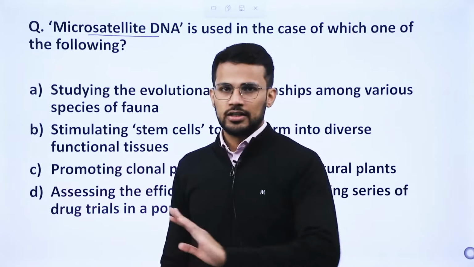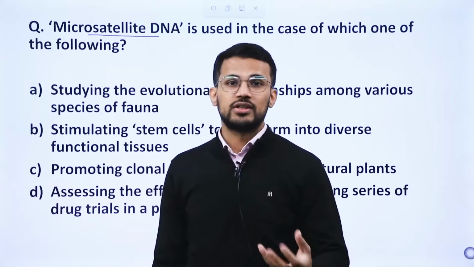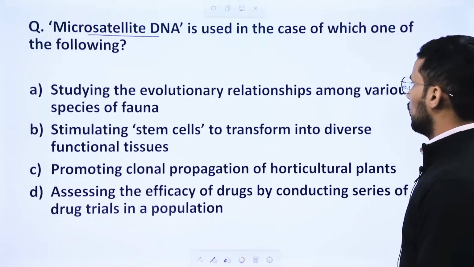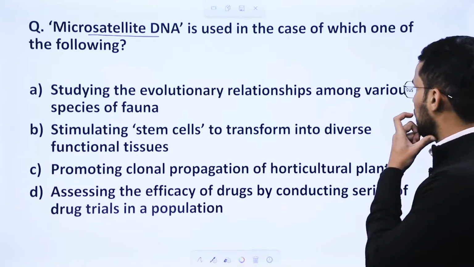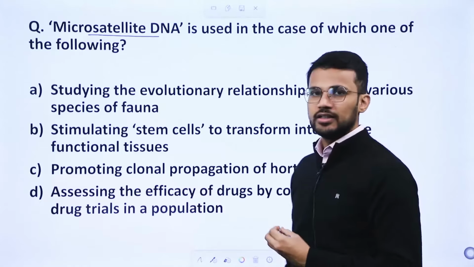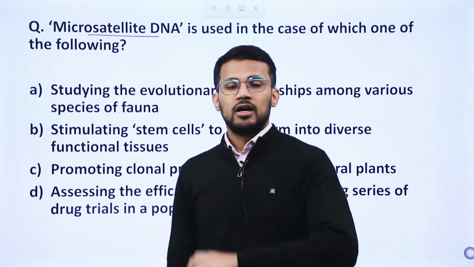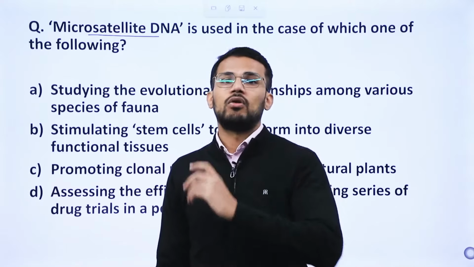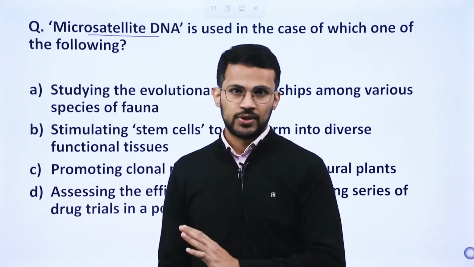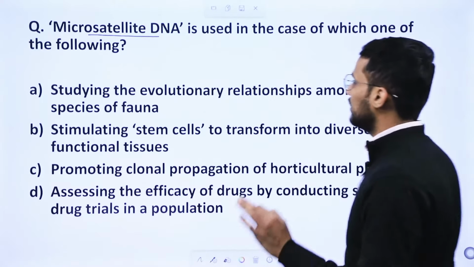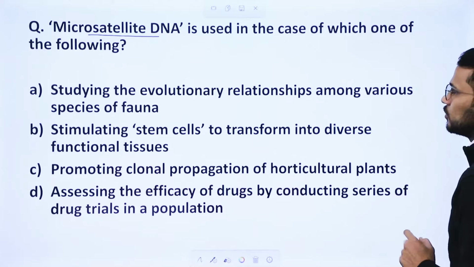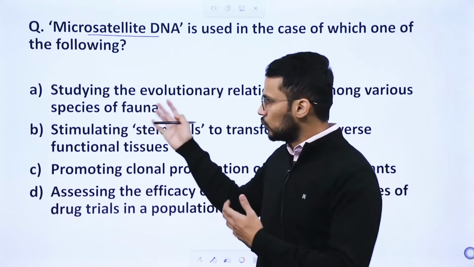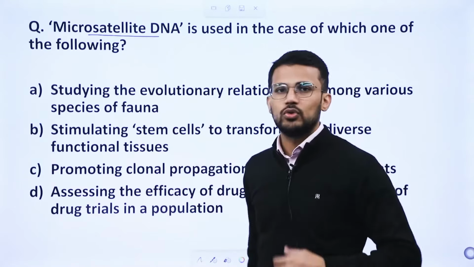There is no logical reasoning that you would be able to put into this particular question. So, what is the use of this method? Generally microsatellite DNAs are used to understand the progeny, the characteristics or the pattern of inheritance and evolution, and that is why the answer of this question is studying the evolutionary relationships among various species of fauna, right. As for the other options, if you are able to use elimination, then it is possible for you to solve this question.